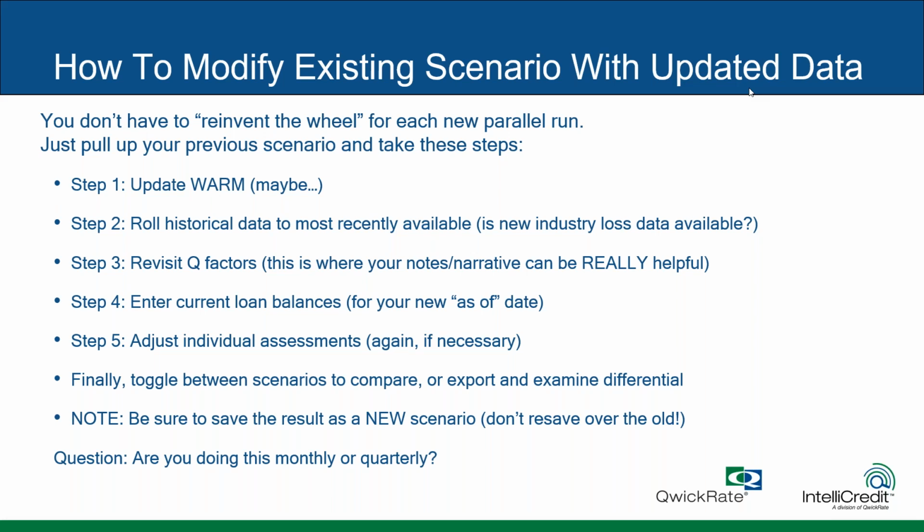You'll revisit your Q factors. You'll just double check all the assumptions you made, all the notes you made, read your little narratives and see if there's anything that's really changed since the last time you ran it. You'll update your balances with current balances and then check on your individual assessments. And that's pretty much it. Once you've done that, you now have an updated CECL scenario for the next month or the next quarter. And you save it in our tool and then export it and you're off and running.